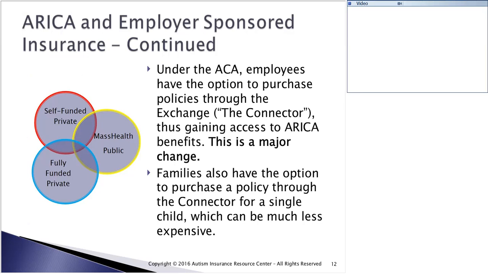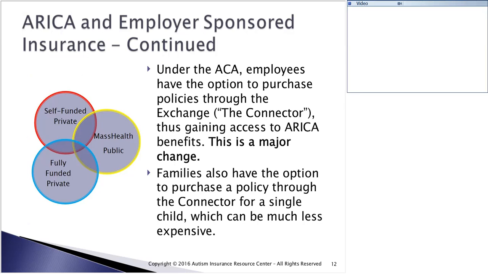So back to my favorite little bubble diagram. You might be getting tired of seeing that, but when we talk about ARICA and employer-sponsored insurance, ARICA is part of all these fully funded private insurance plans, all these ones in the blue circle.